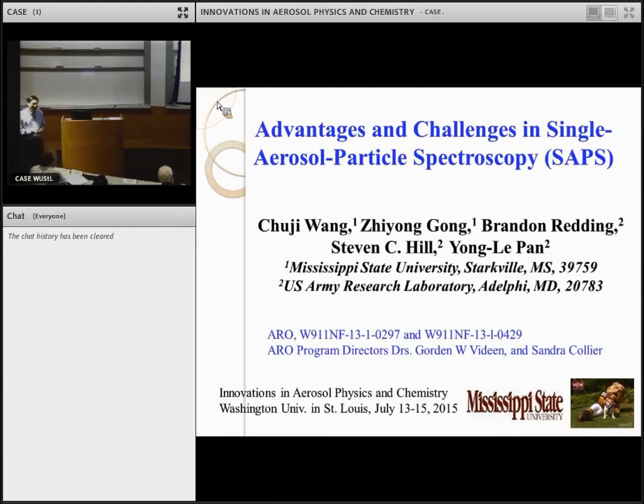In recent years, significant strides have been made in single aerosol particle trapping technology, which has made it possible for us now to study individual aerosol particles trapped in air using advanced laser spectroscopy techniques such as laser-induced fluorescence, Raman spectroscopy, and cavity resonance spectroscopy. We call this new aerosol technology single aerosol particle spectroscopy. So I'm going to talk about it a little bit.